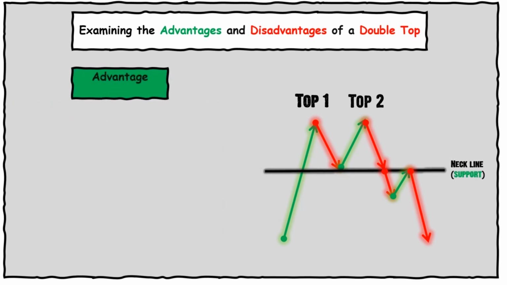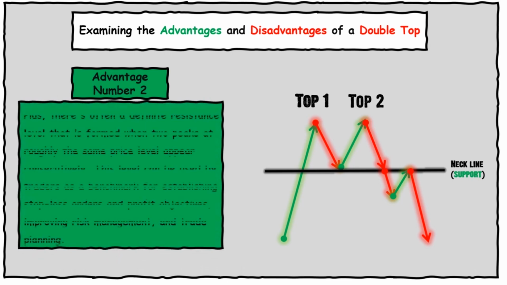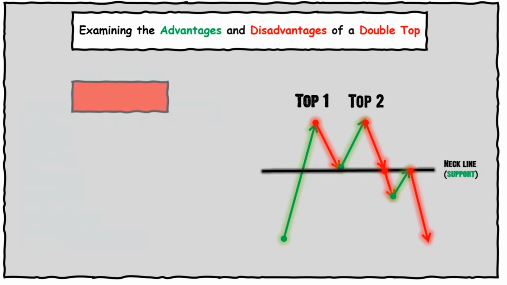Advantage number 2. Plus, there's often a definite resistance level that is formed when two peaks at roughly the same price level appear consecutively. This level can be used by traders as a benchmark for establishing stop-loss orders and profit objectives, improving risk management, and trade planning.